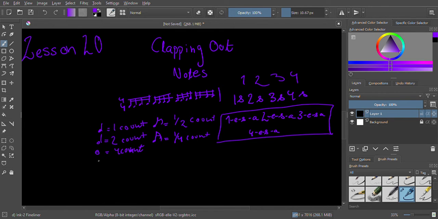So just how many counts they are. I should make that distinction actually. This is how many counts they are in a 4/4 time signature, not their note value. Don't get confused, please. Just how many counts they are in a 4/4 time signature.